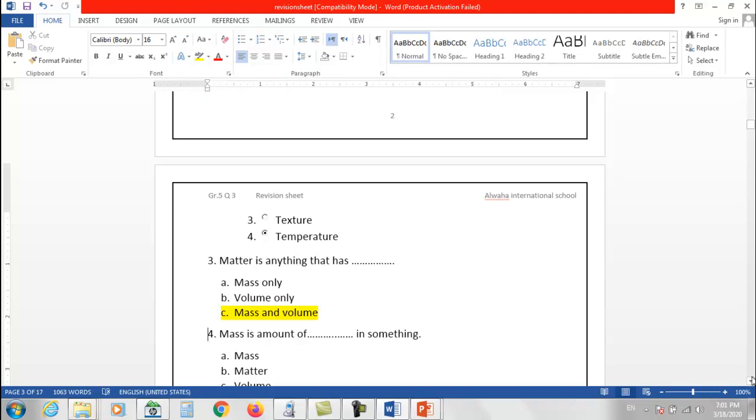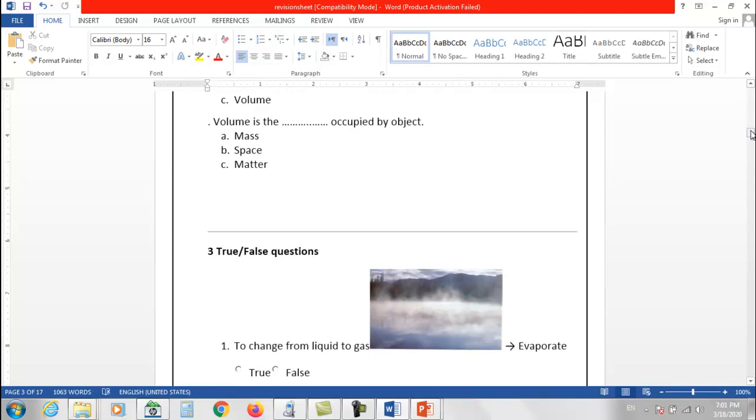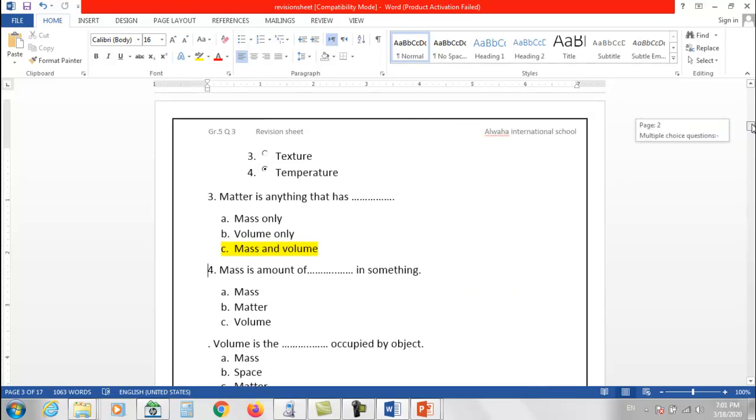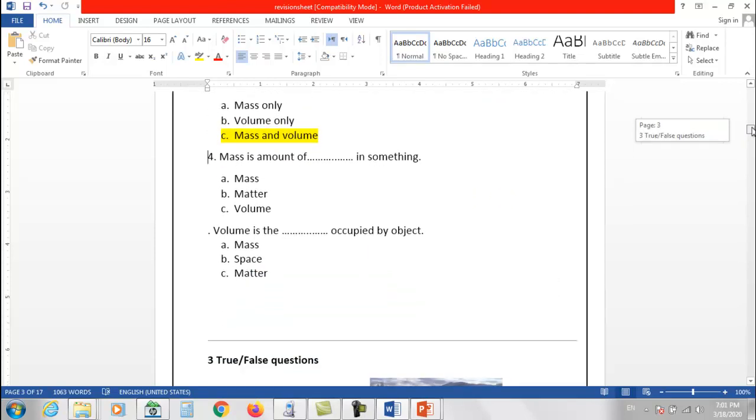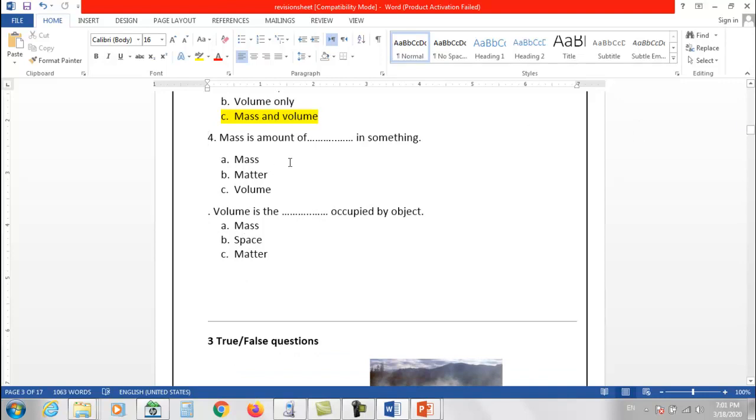Number 4. Mass is the amount of what in something? Mass, matter, or volume? Okay, excellent. Matter. Mass is the amount of matter in the object. Volume is the mass, space, or matter? Excellent. It will be space. Okay, let us solve the third one.